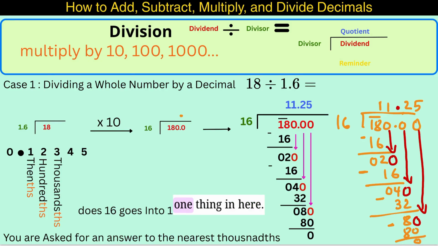Just remember one thing in here. The numbers I put before the decimal point are because I'm working on the numbers before the decimal point. The numbers I put after the decimal point are the ones I borrow. Remember, I borrow zeros in here. This 0, I didn't borrow it when I dropped it. This one is from the whole number.